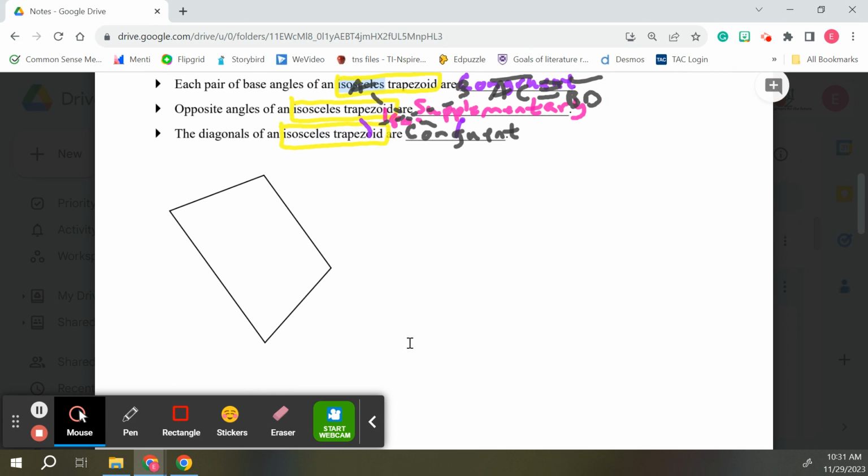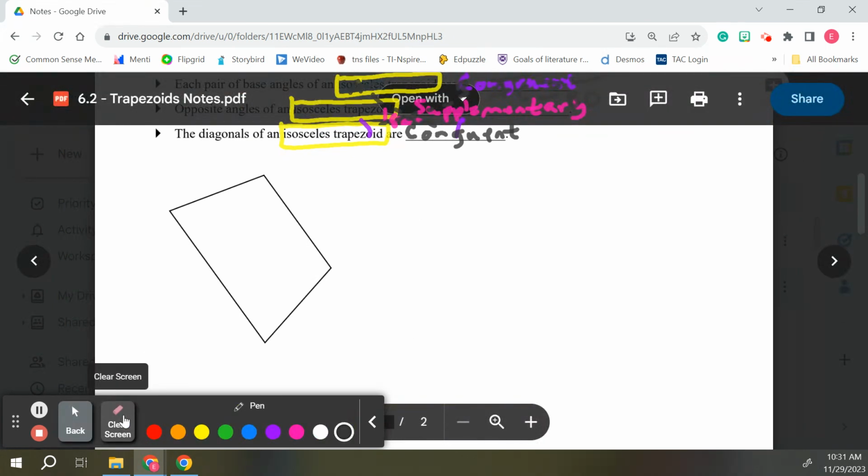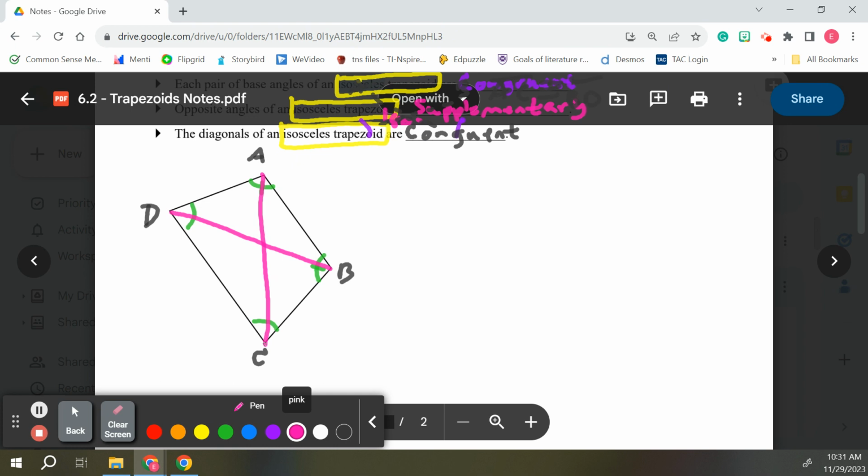Okay. So just to reiterate some of the rules, again, this is a much cleaner picture. A, B, C, D. We would have this congruent with this. Another fun fact is that this is also congruent with this. Those are the congruent diagonals. And remember, these are equal to 180 degrees.